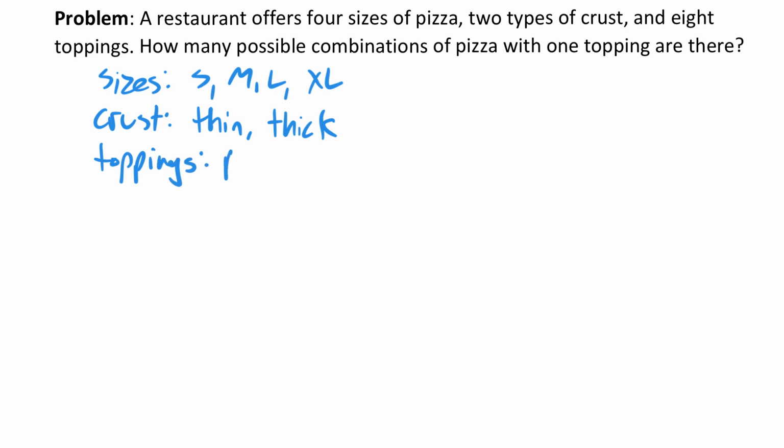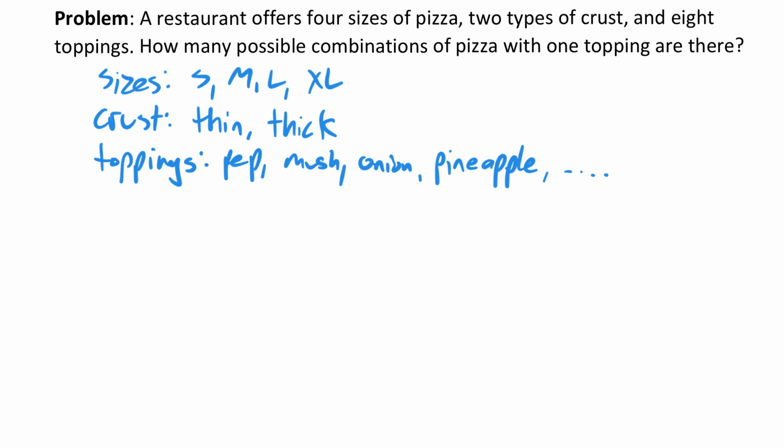So maybe we have pepperoni, maybe mushroom, maybe onion, maybe pineapple for people who like to put pineapple on a pizza. I know that's a whole debate. We're going to ignore that for right now, but we've got 8 different toppings here. Now, we're only allowed to put 1 topping on the pizza. It's just a 1-topping pizza. And we're trying to think, okay, how many different pizzas could I order here? What kind of options, what kind of combinations do I have?